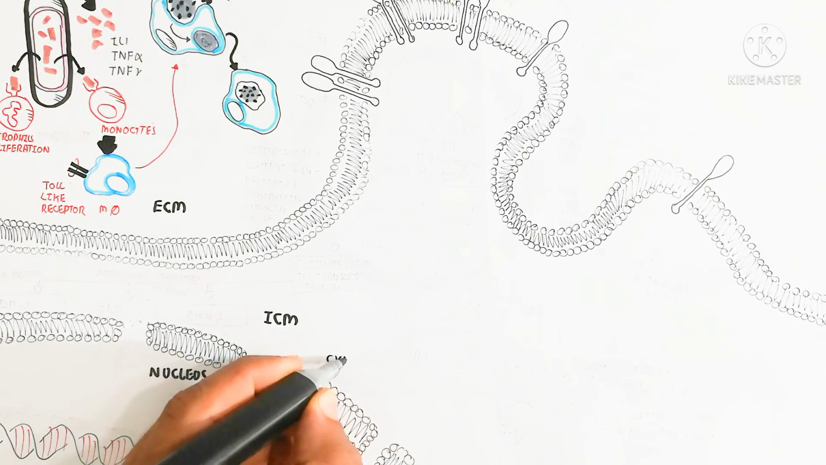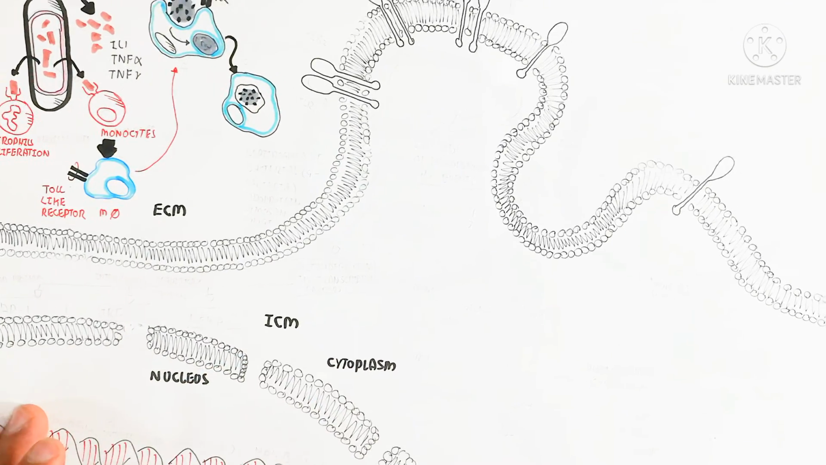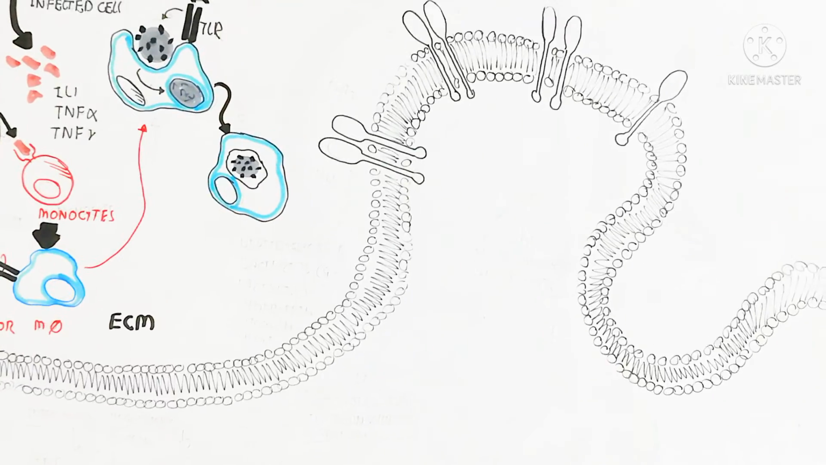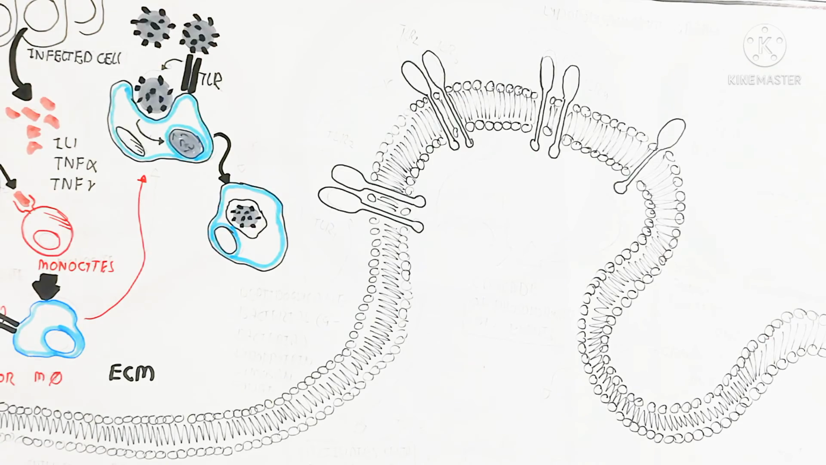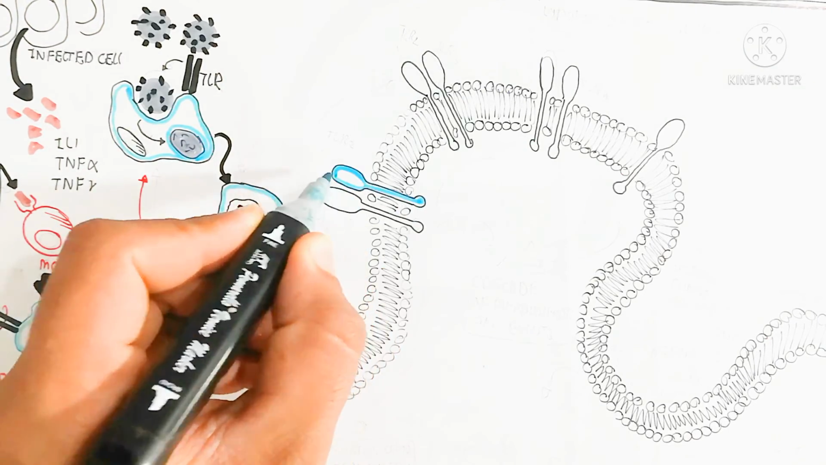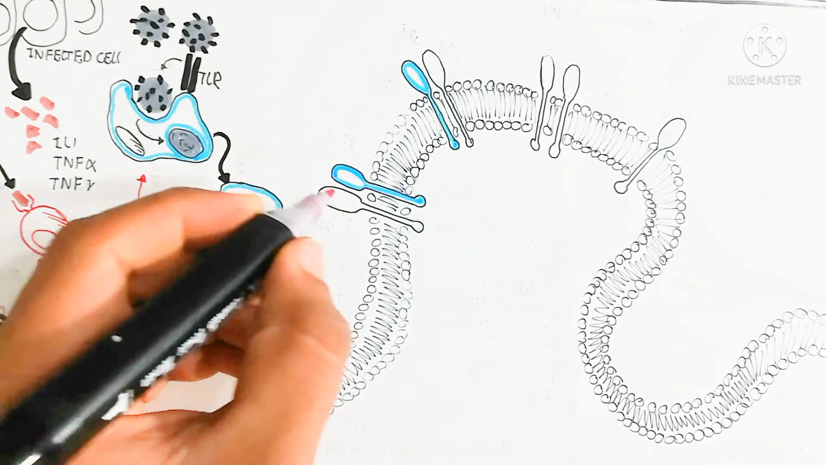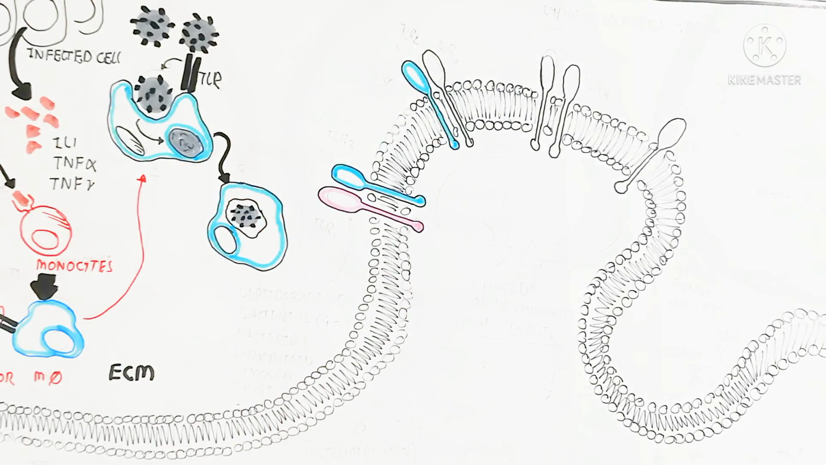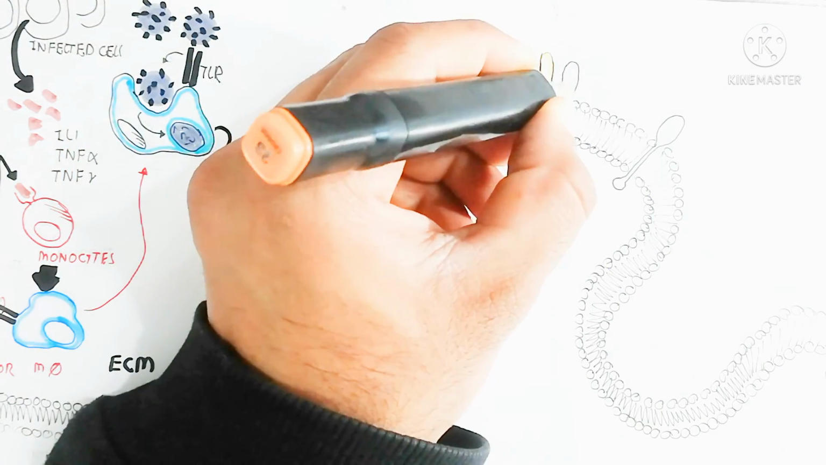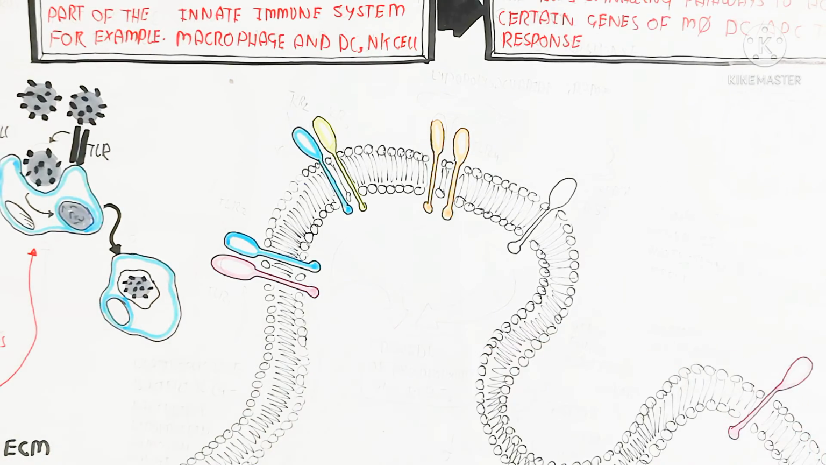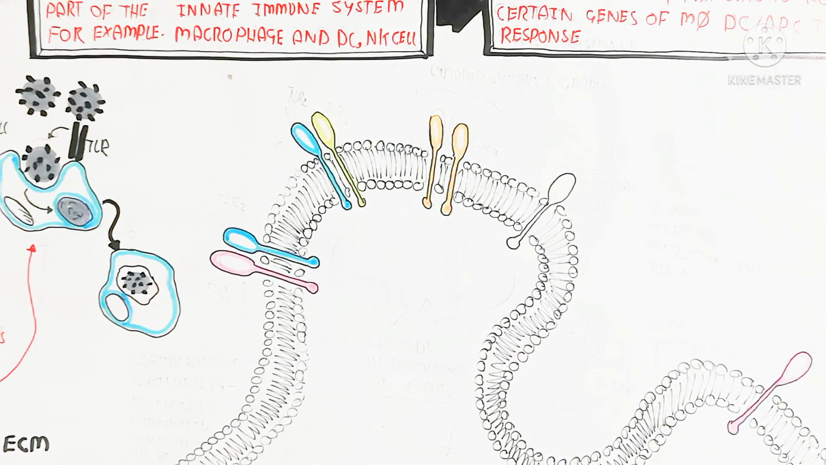After this, here is the nucleus, and this is the toll-like receptor, which is present, and this is the extracellular matrix and intracellular matrix. The extracellular part contains the dimeric form of the toll-like receptor and the monomeric form, which are different types. This is toll-like receptor 1 and toll-like receptor 2 combined together, known as a heterodimer. Another heterodimer is formed by toll-like receptor 2 and toll-like receptor 6.